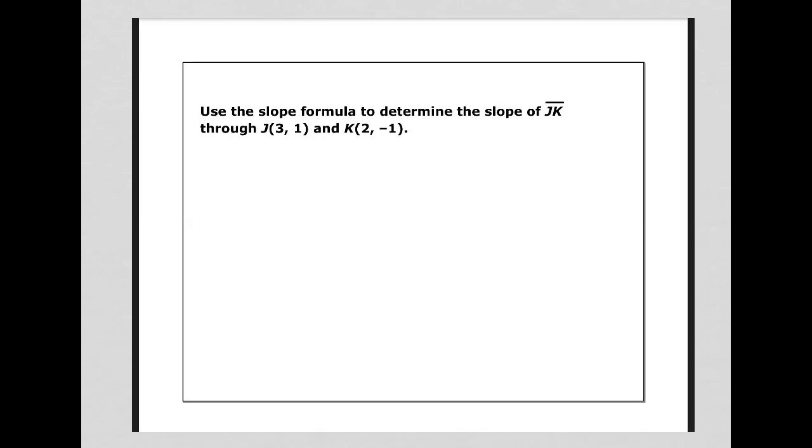Alright, so here I'm asking us to use our slope formula to determine the slope of these 2 points. Now I'm not giving you the graph, I'm just giving you 2 points. Okay, so when I do this, I'm not trying to be tricky, whatsoever. When I tell you through J and K, the first point that I give you is going to be your x1 and your y1, and the second point will be your x2, y2. Okay.